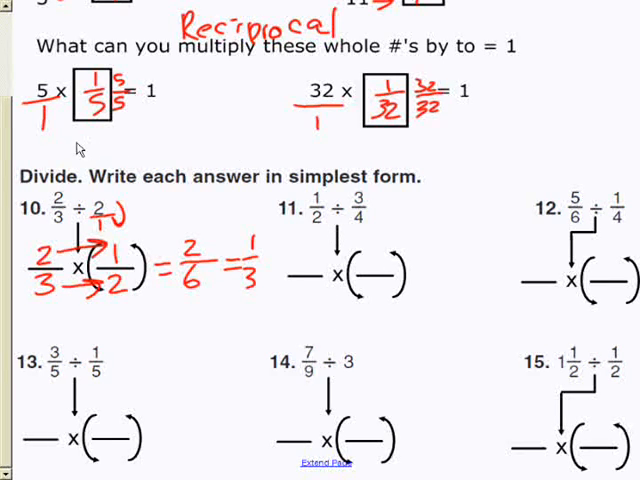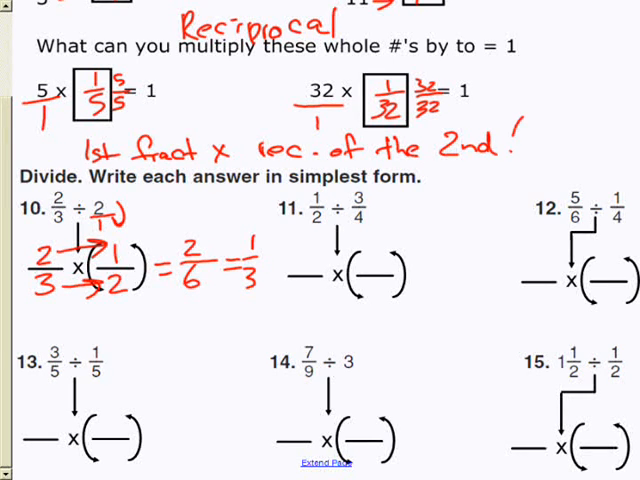Let's write this out. Why don't you write it with me together? First fraction times the reciprocal of the second. So write that down so you have something to look at. So here we go. First fraction is 1/2. We're going to times instead of divide. And we're going to flip around 3/4. So we have 4 over 3.